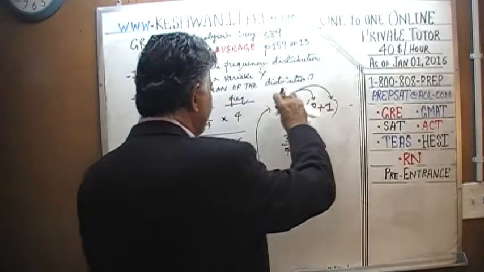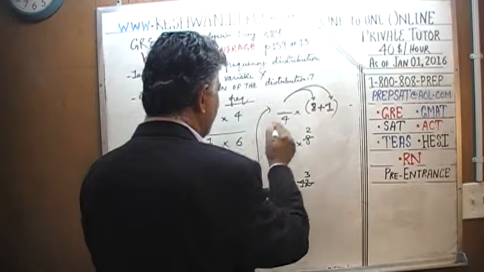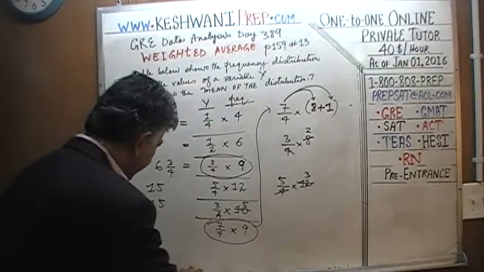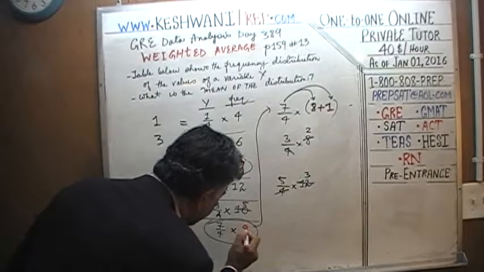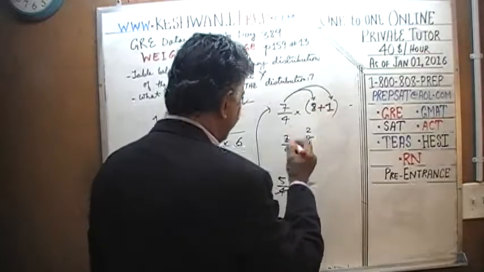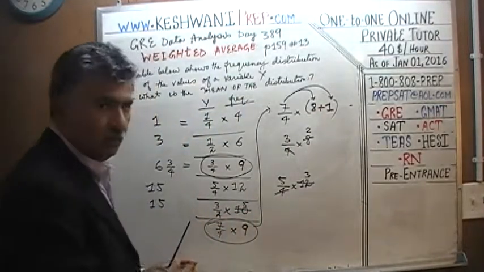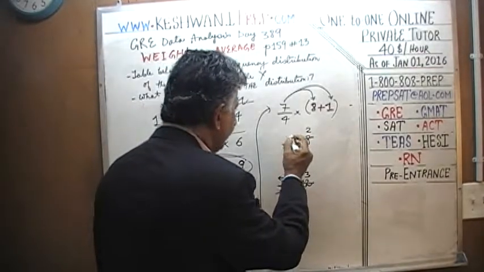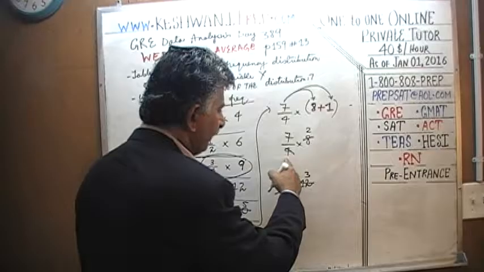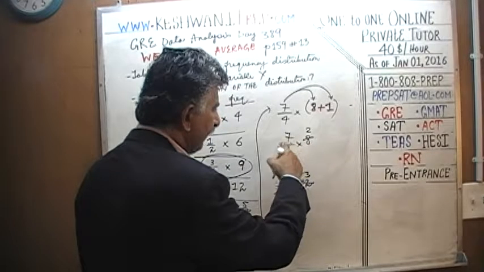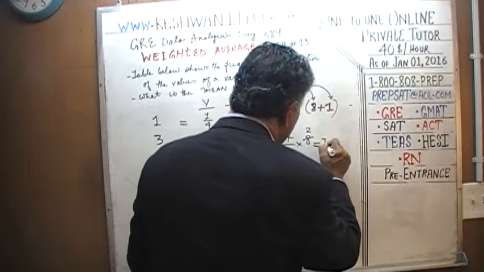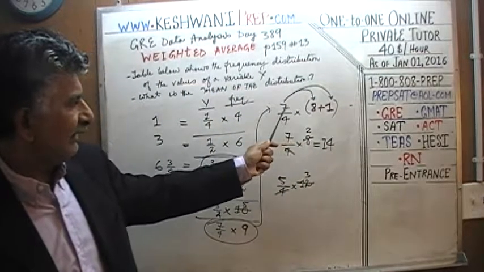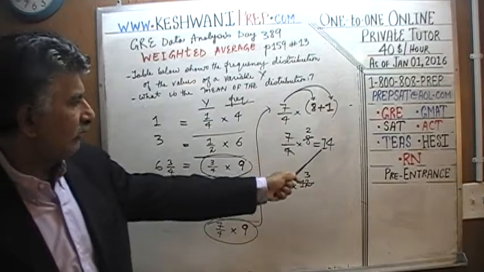Same exact idea as I said before, 7 quarters, and we have 9 of them. We're going to write our 9 as 8 plus 1, just like we did before. So we have 7 quarters times 8. 4 is going to cancel out with 8, and 8 becomes 2, and 7 times 2 is 14. We're going to end up with 14. What does this 14 represent? 14 represents 8 7 quarters. 8 7 quarters are 14. Let's make a note here.